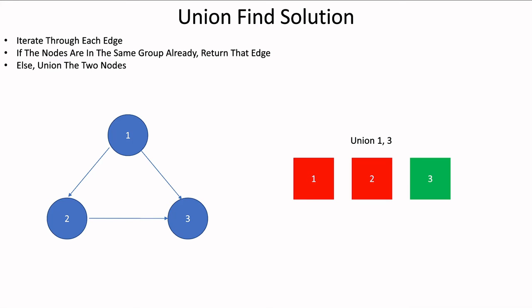Now we look at the edge 1 connected to 3. They are not part of the same group, so we union those two groups. Now we look at the edge 2 connected to 3. They are part of the same group right now, so we return 2 connected to 3 as the answer.